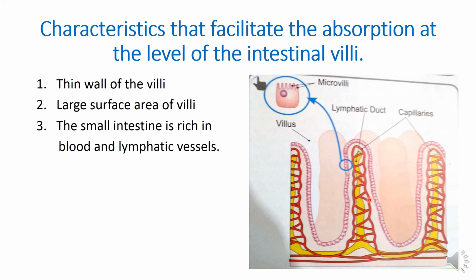Here, this is the villus. It is rich in blood vessels, which have a red color here, and lymphatic vessels. These three factors or characteristics facilitate the absorption at the level of the intestinal villi. The intestinal villus is made up of intestinal cells. Each intestinal cell has cilia or microvilli at one side.